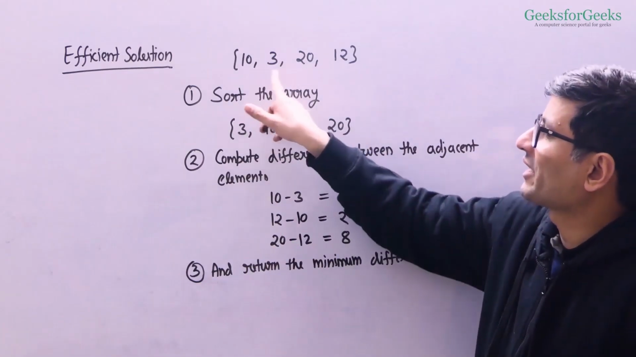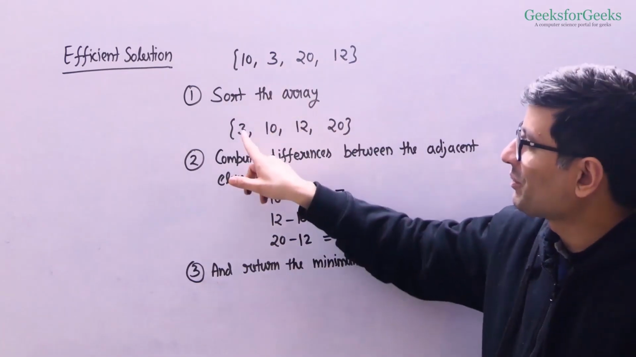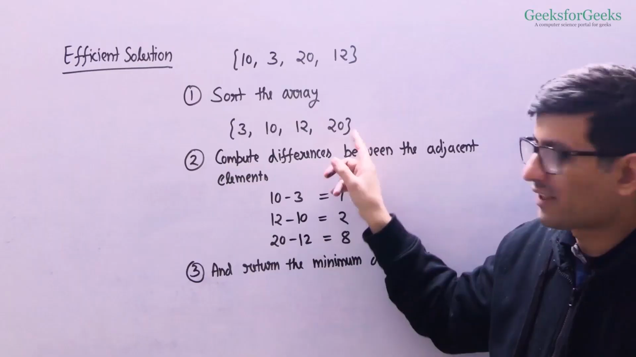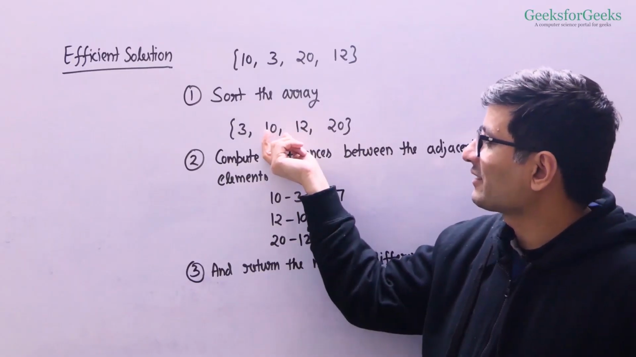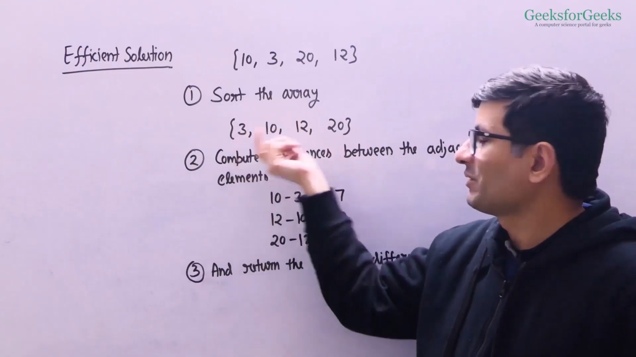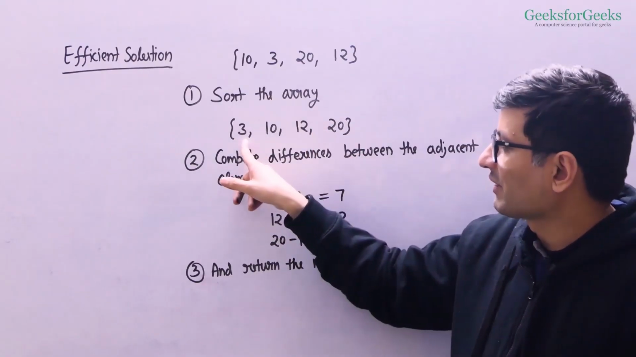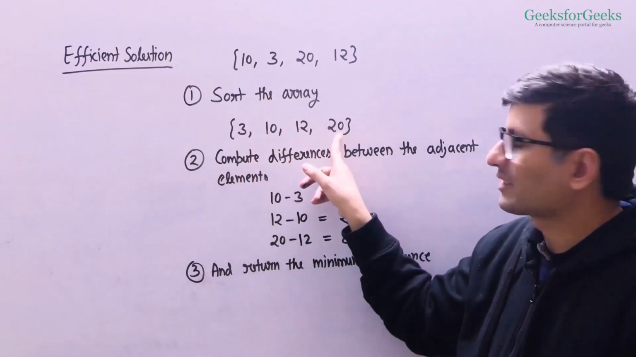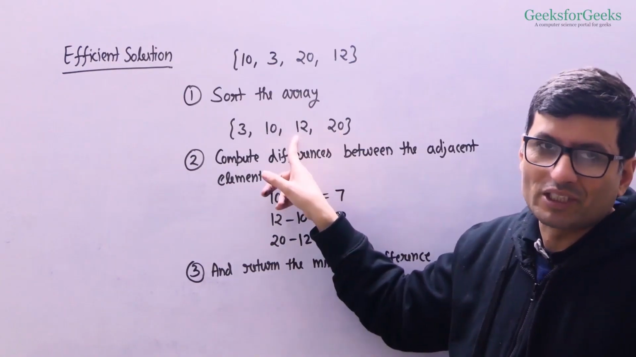For example, if I have 10, 3, 20, 12, it's going to become 3, 10, 12, 20, right? And every element now has its value wise closest smaller and greater elements, right? Except the first and last. First has value wise closest greater next and last has value wise smaller previous element.